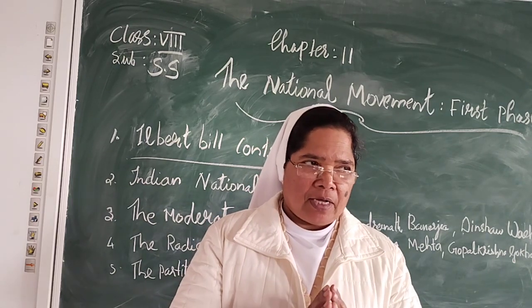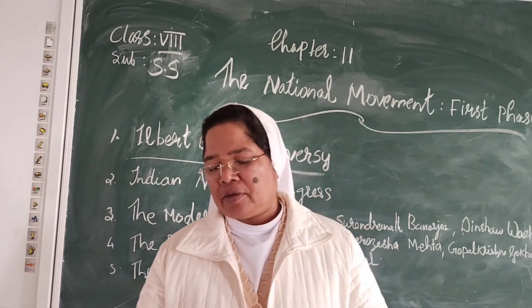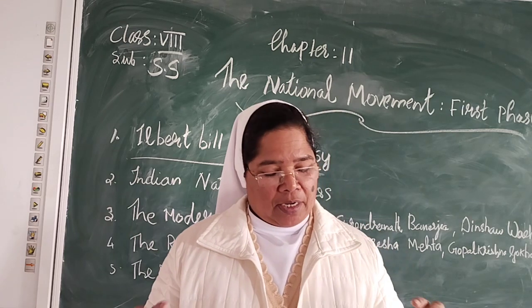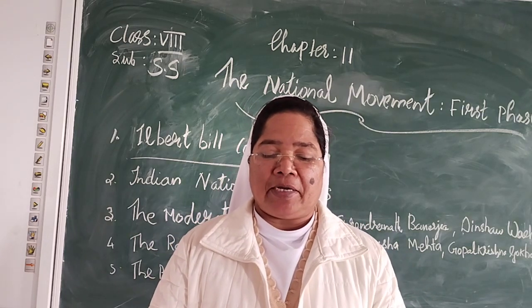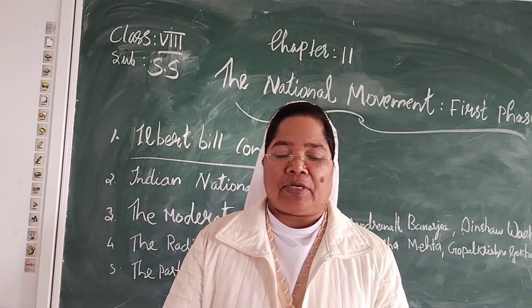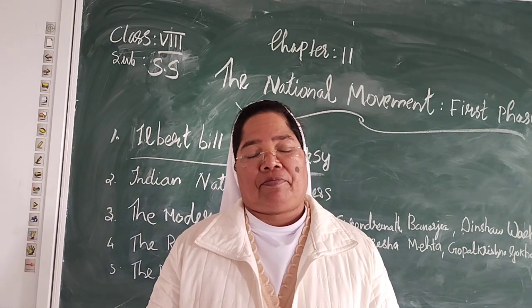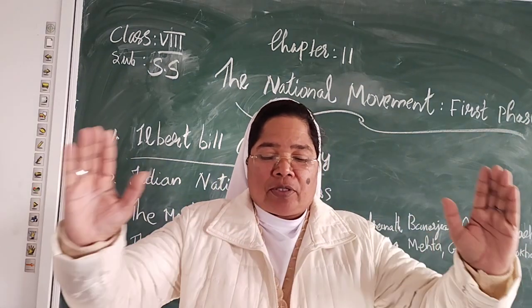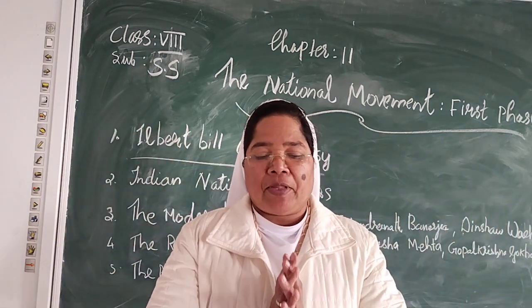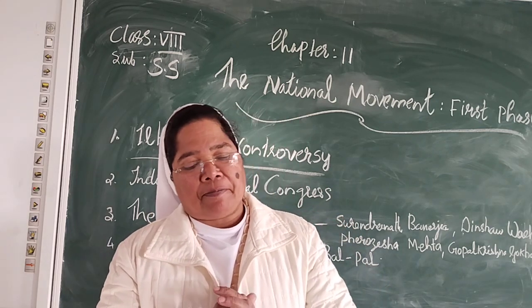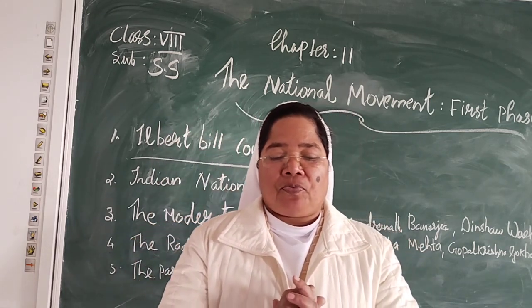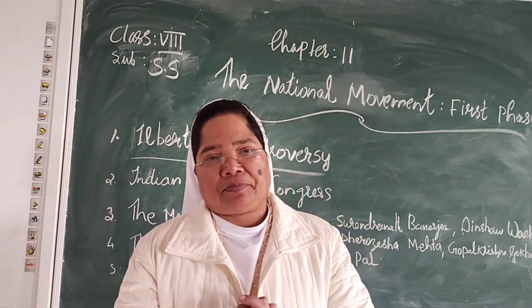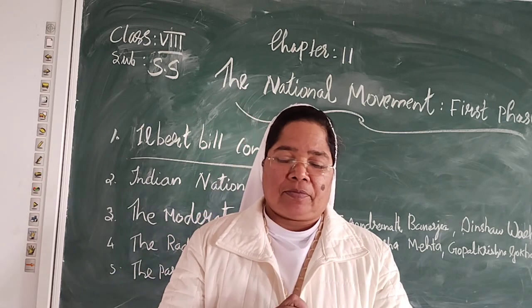Very important Indian persons gathered there, 72 delegates. The first aim was to bring together leaders from all parts of the country to discuss problems related to India. The second point was to form an action plan to get concessions from the British.